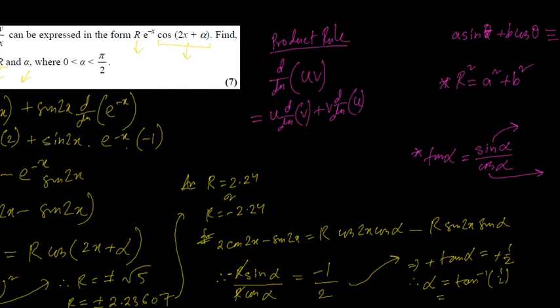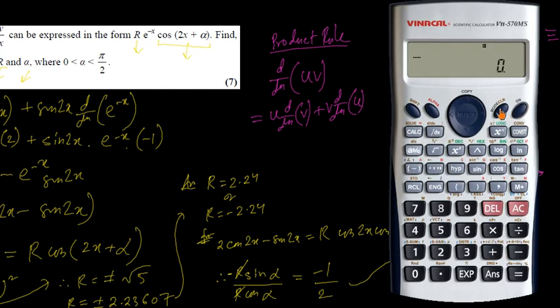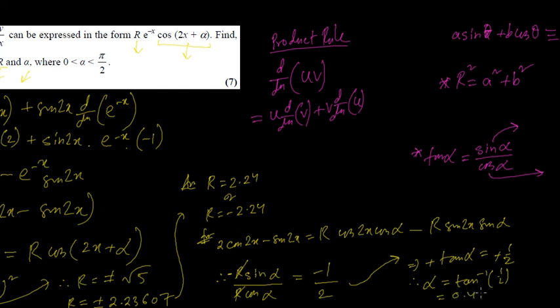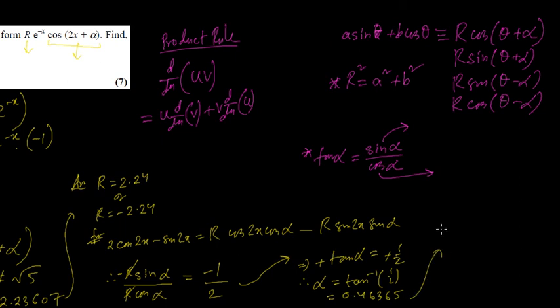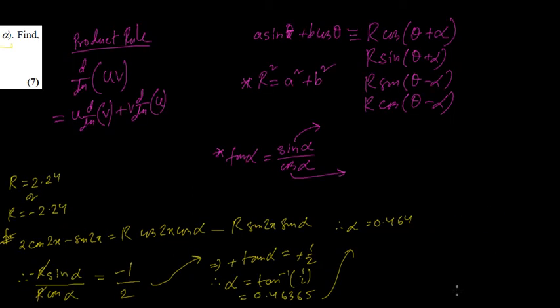And remember, the answer has to be in 3 significant figures in radians. So change the mode. Remember to change the mode all the time. So mode 2, 3, 4. Radian means number 2. Now we have converted this into radian mode. So tan inverse of half, meaning 0.5, equals 0.46365, which means alpha to 3 significant figures is 0.464. So we have found the answer to both.